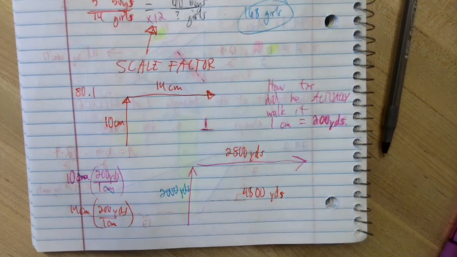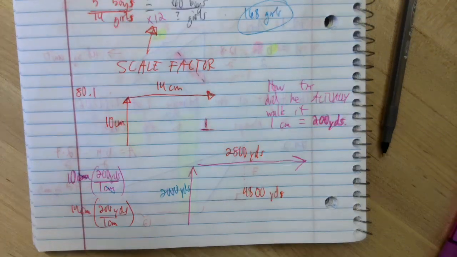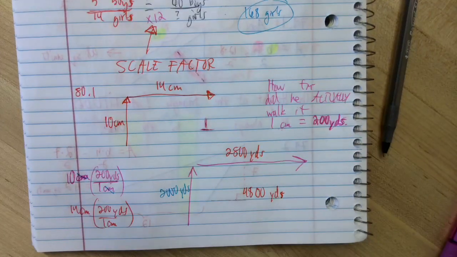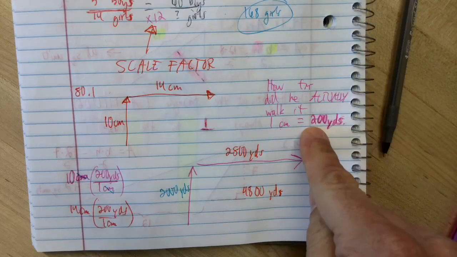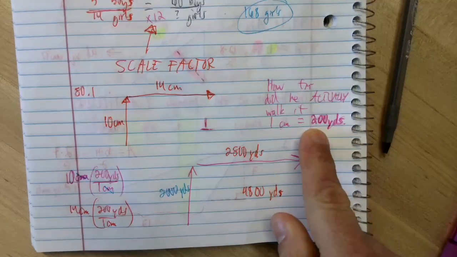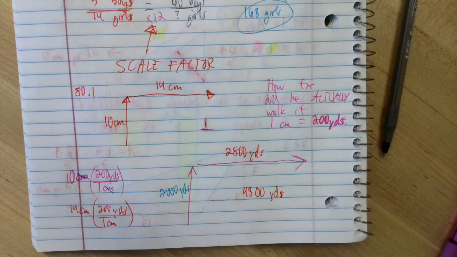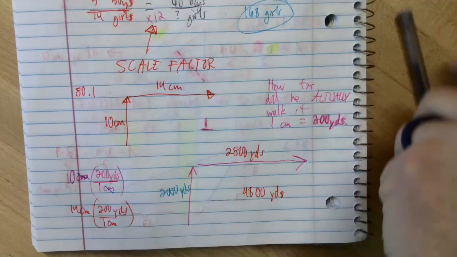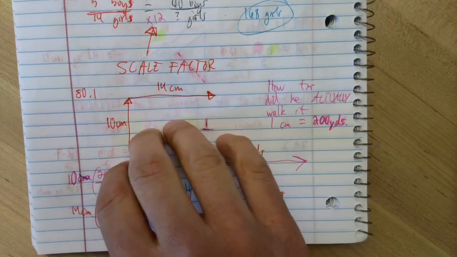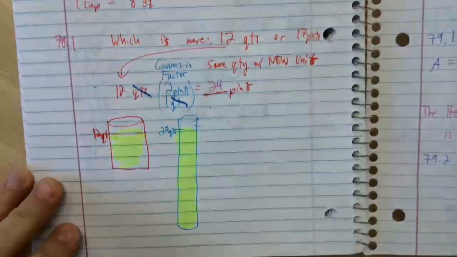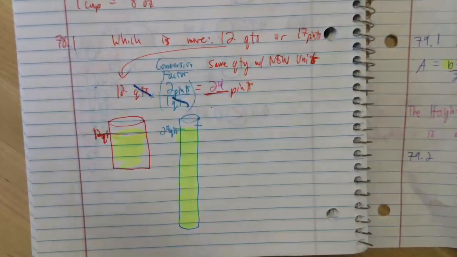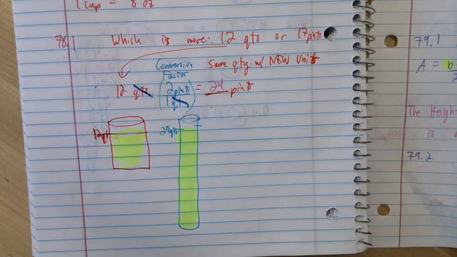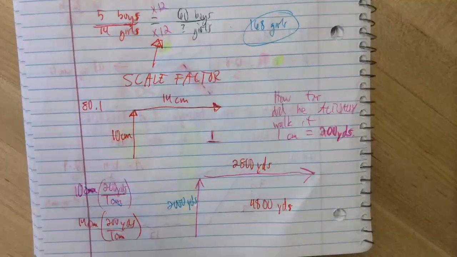So let's look at the math here before we finish this lesson up. The scale factor told us what to multiply by. Just like in lesson 78, it was a conversion factor. It told us what to multiply by. It helps us change units as well when that is necessary. Okay?